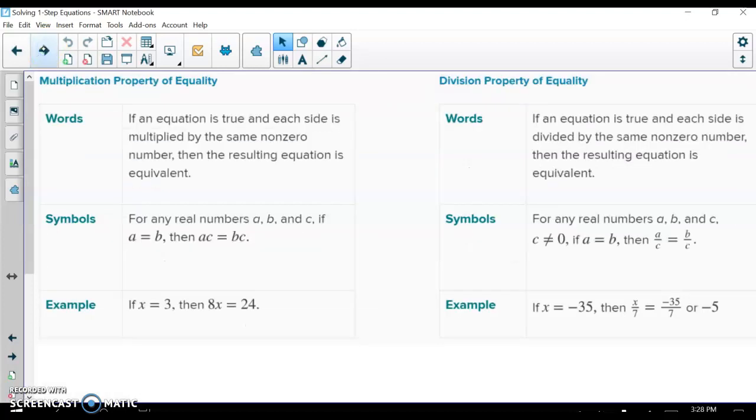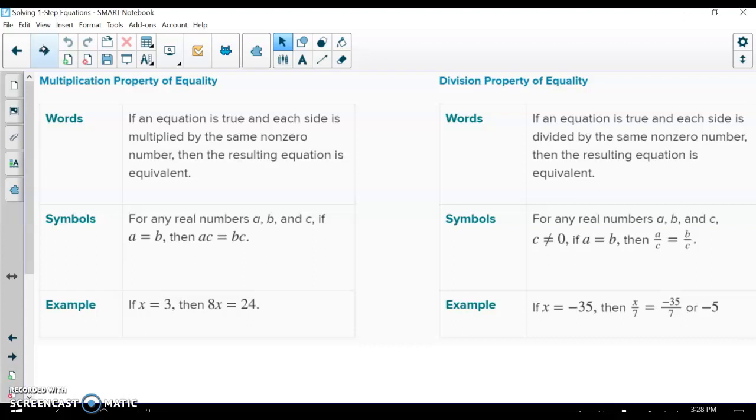So next we have the multiplication property of equality, which is if an equation is true and each side is multiplied by the same non-zero number, then the resulting equation is equivalent. So in symbols, that means for any real numbers a, b, and c, if a equals b, then ac is equal to bc. And finally, we have the division property of equality.